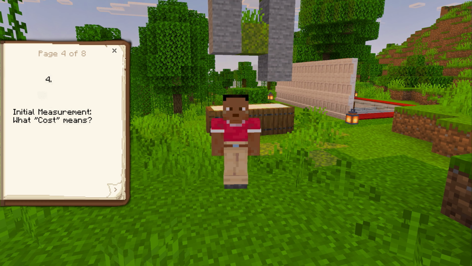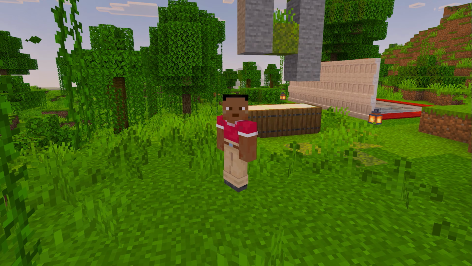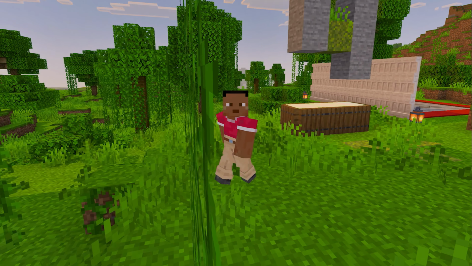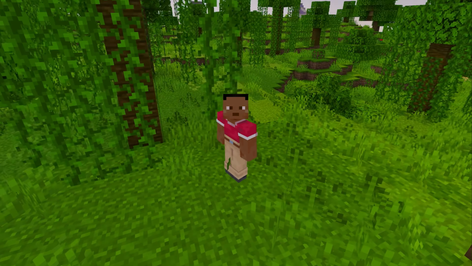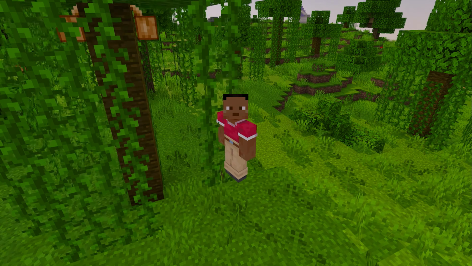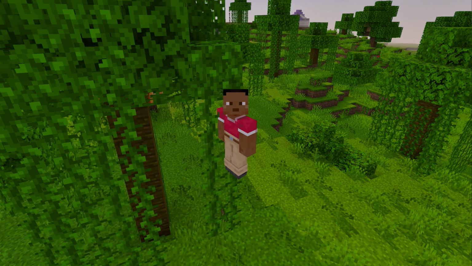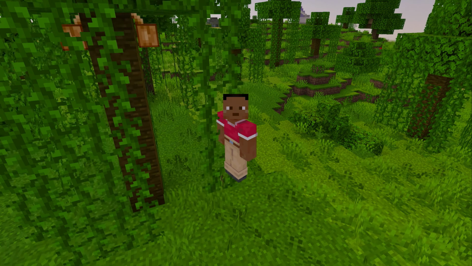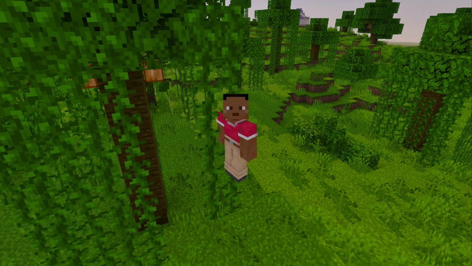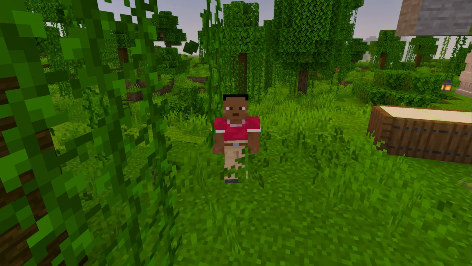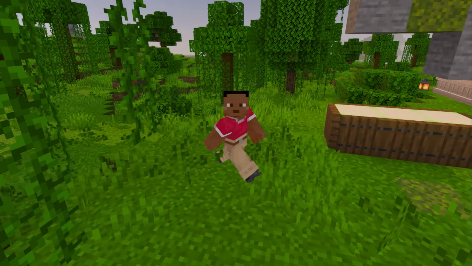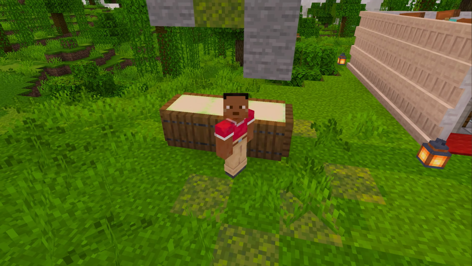Initial measurement. What cost really means. At initial recognition, property, plant, and equipment is measured at cost. Cost includes the purchase price, including import duties and non-refundable taxes, net of trade discounts and rebates. Cost also includes directly attributable costs required to bring the asset to the location and condition necessary for it to operate as intended by management.